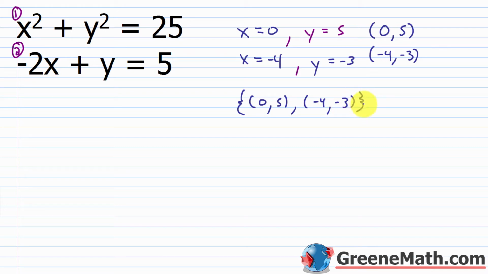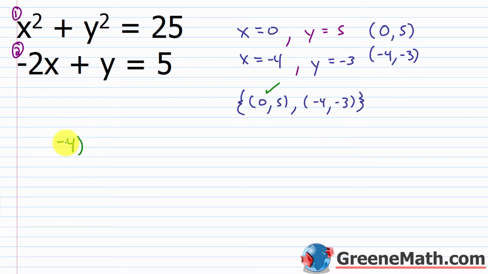All right, so let's check these guys real quick. So I'm going to check 0, 5 in each one real fast. So 0 squared plus 5 squared equals 25. We know that works. Then what about here? If I had 0 here and 5 here, we know that works as well, right? This would go away. You'd have 5 equals 5. All right, so this guy is a solution for both.